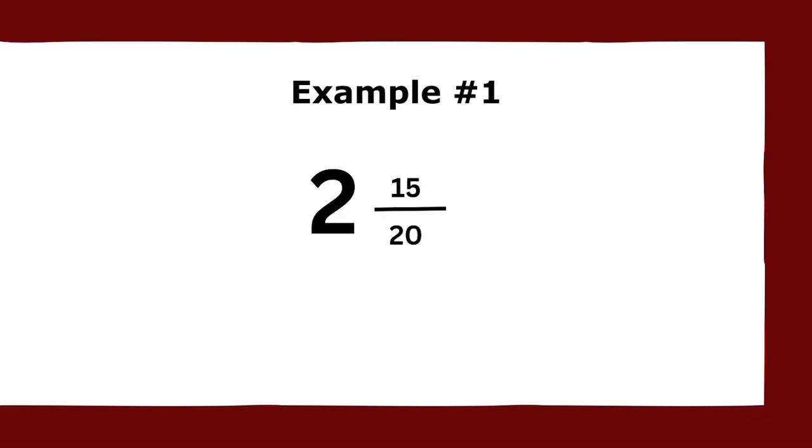So starting off, I have 2 and 15 over 20. Remembering my first step, I'm going to want to multiply the whole number by the denominator. So I'm going to do 2 times 20. And when I do that, I get 40.